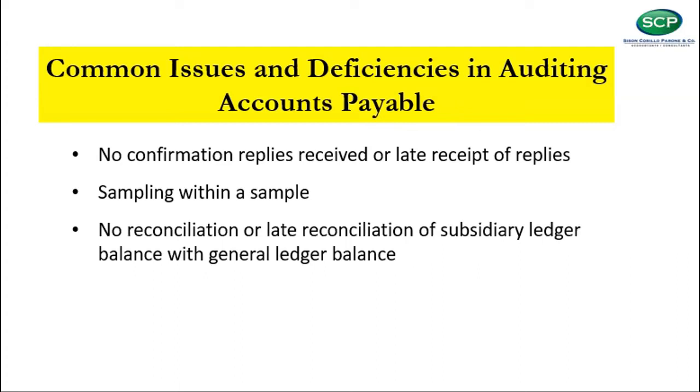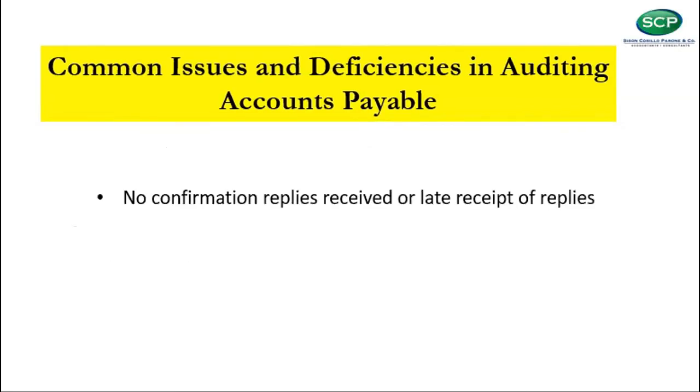I would like to point out that these issues and audit deficiencies are not exhaustive. Other issues may come up during the course of our audit of accounts payable and accrued expenses. But let's briefly discuss each one before we move on to costs and expenses. The first one is no confirmation replies received or late receipt of replies.